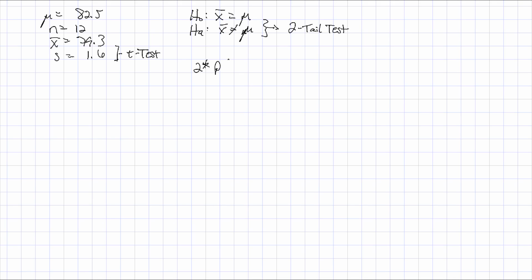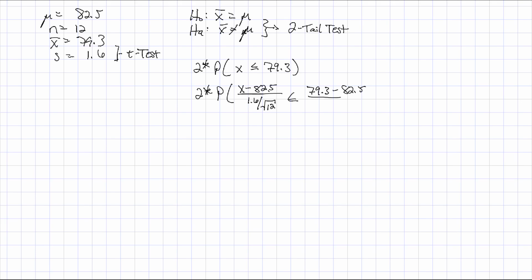So as before, we want the probability that we get data as extreme or more extreme just by chance alone if our sample actually did come from our population. So we want to know the probability that we would get a sample mean less than or equal to 79.3. This is a two-tail test, so we would multiply our p-value by 2. We then convert our value to a t by subtracting our population mean and dividing by the standard error. So divide by 1.6 divided by the square root of 12. And we do that to both sides.